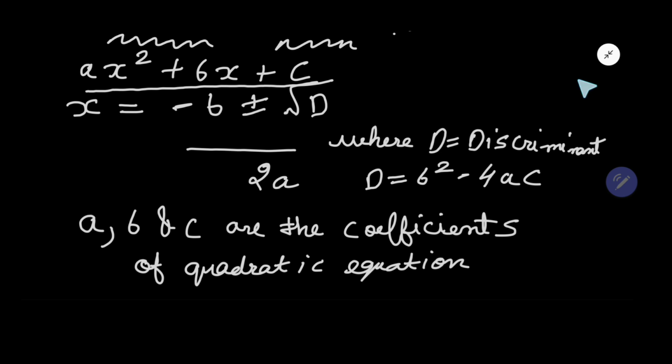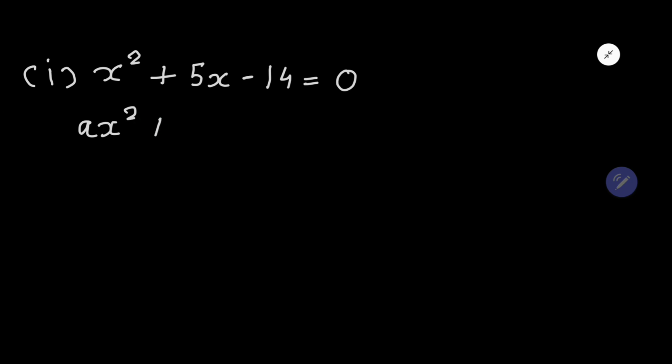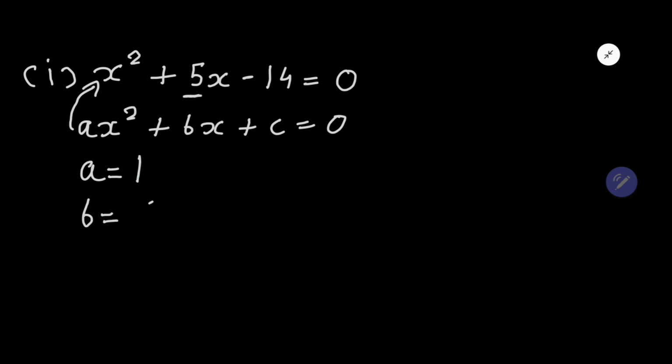So let's solve some examples. The first example is x square plus 5x minus 14 is equal to 0. If we compare this quadratic equation with the general quadratic equation, which is ax square plus bx plus c, you will see a is 1, b is 5 and c is minus 14.